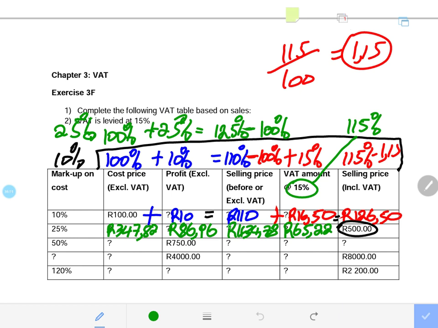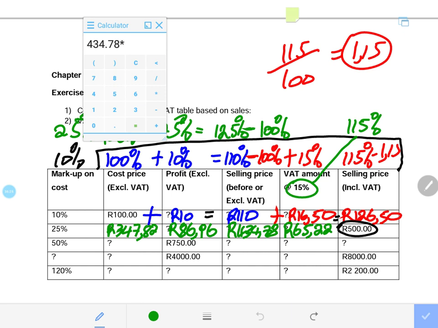Then this will give us 347.82, exactly the same way. Please don't forget that we can still say 434.78 divided by 1.25. I hope you understand what 1.25 is. 1.25 is 125%. Remember, 125% equals 125 divided by 100, and this will be 1.25.